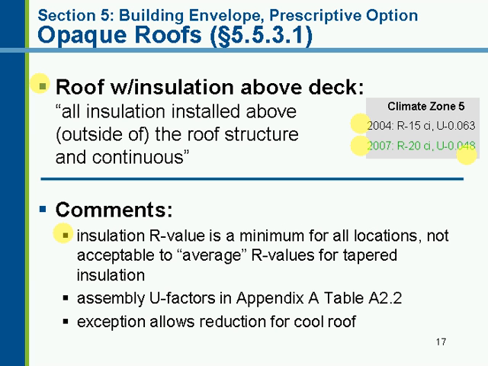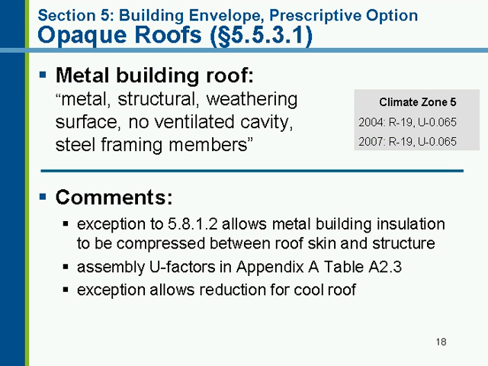Also, I'd note there's an exception that allows a reduction in the insulation requirements if you have what's considered a cool roof. So it gives some benefit in the warmer climates, climate zones 1, 2, and 3 primarily, for that cool roof. The second opaque roof category is metal building roofs.